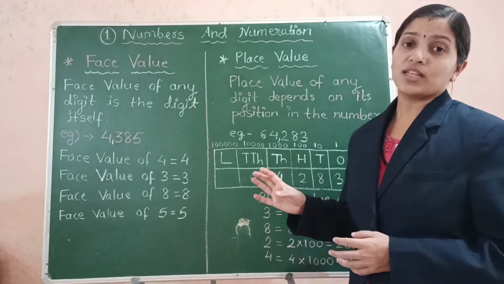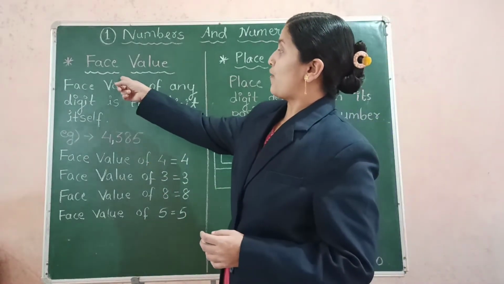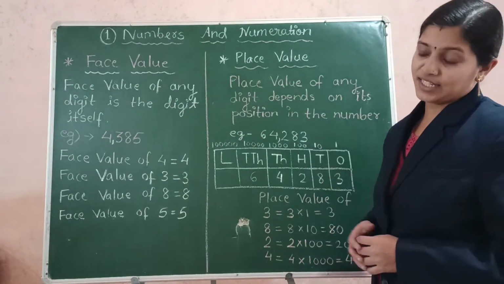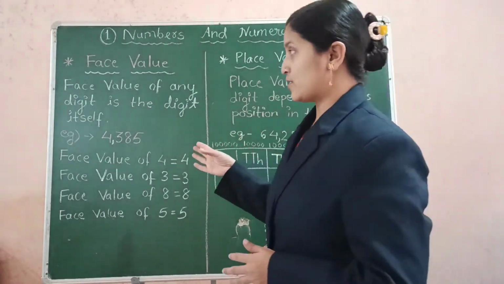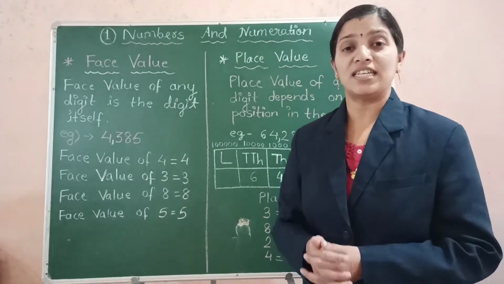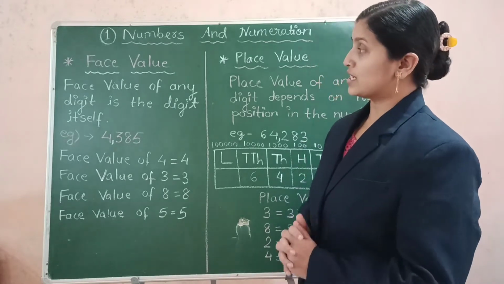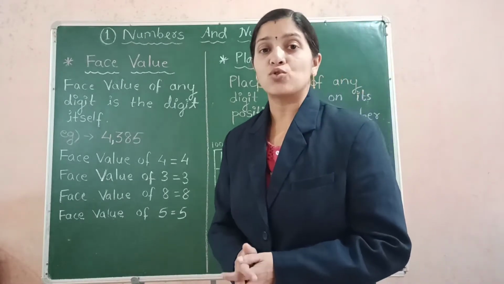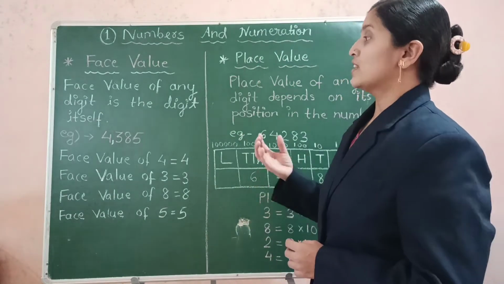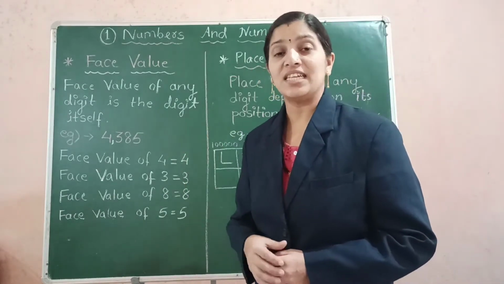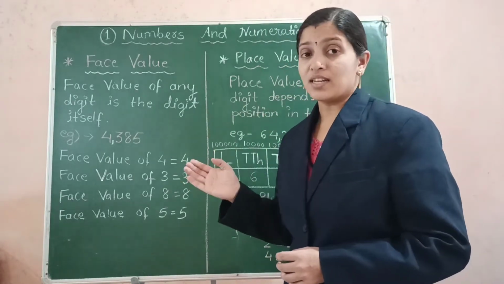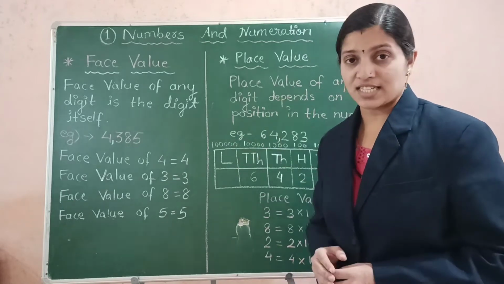Today we are going to see the next point, that is the face value and place value of any digit. So what is a face value? A face value of any digit is the digit itself. So what does it mean? If we are asked to find out the face value of any digit, then the face value of that digit is that digit only, not any other number but the digit itself.